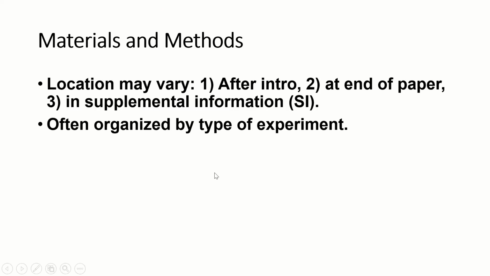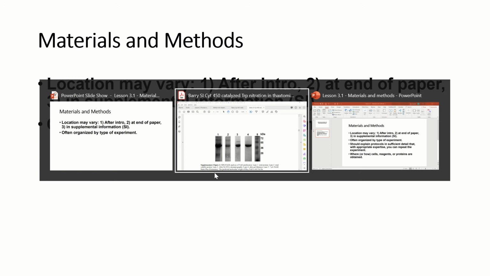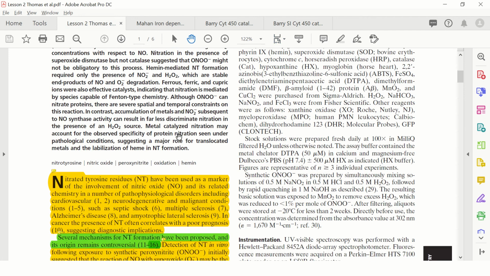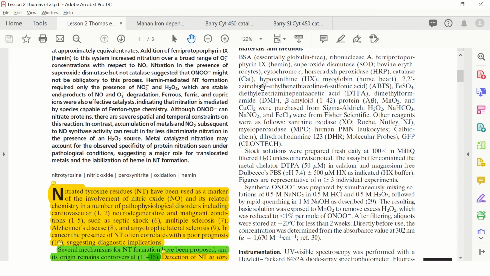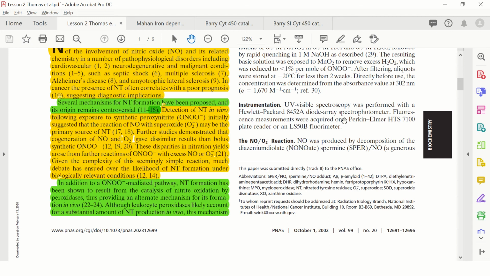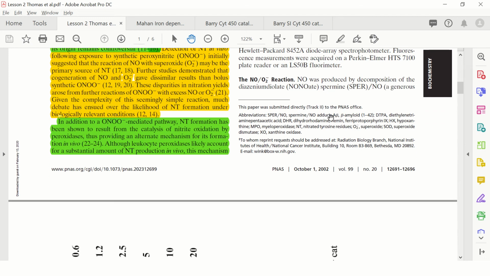So, the materials and methods section is often organized by type of experiment. Let's go back to Thomas. At the top, there's often where reagents and other proteins can be bought if they're purchased, and then sometimes a description of instrumentation. And then, depending on the different types of reactions or experiments presented in the paper, there should be detailed protocols for how these were done.